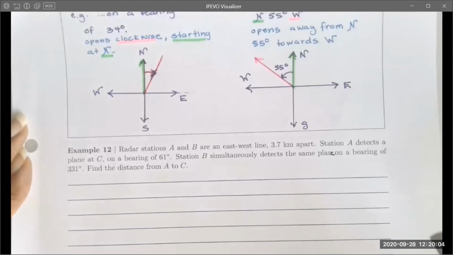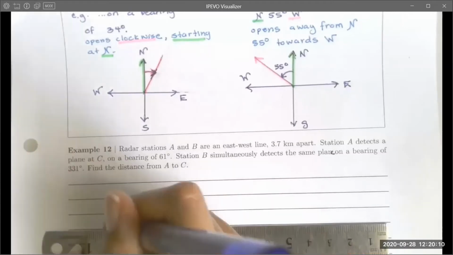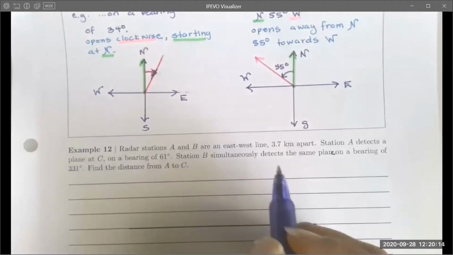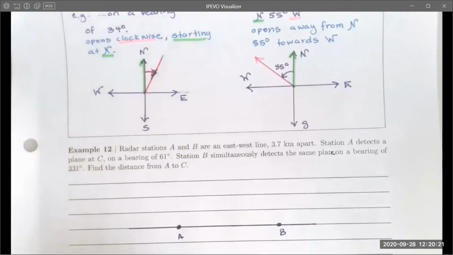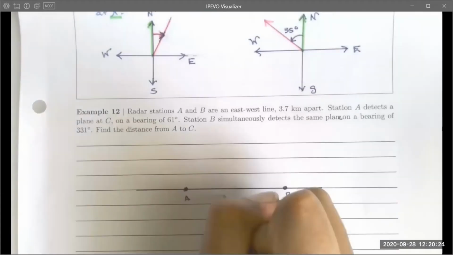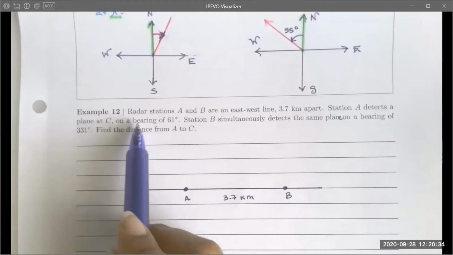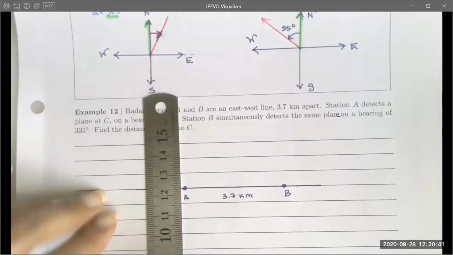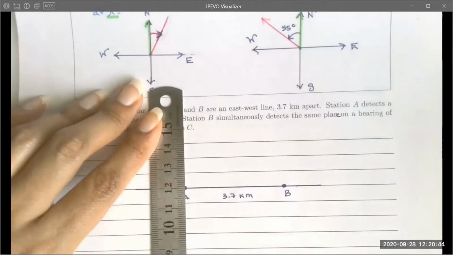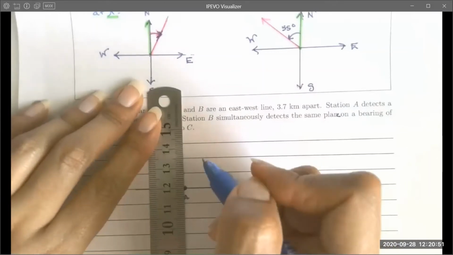Let's start with drawing the east-west line. Here's my east-west line, and we have two radar stations, A and B, on that line. They tell us they're 3.7 kilometers apart, so the distance between them is 3.7. Station A is going to detect a plane at some point C, which is on a bearing of 61 degrees. Notice here they don't tell us what the initial direction or ending direction are. They just say on a bearing with some angle. That means that we're starting on north and opening clockwise.